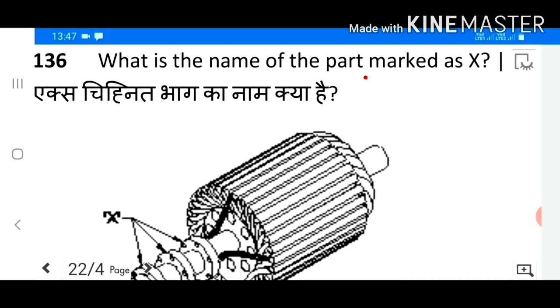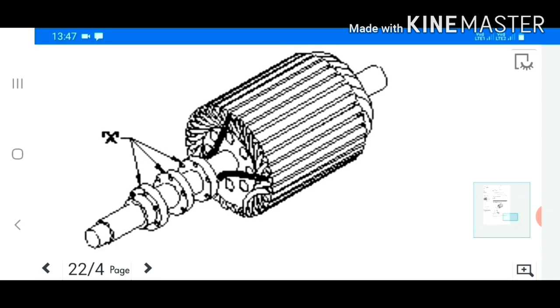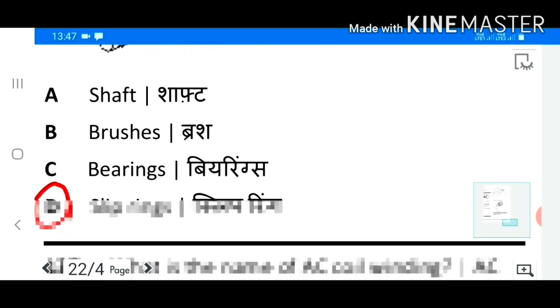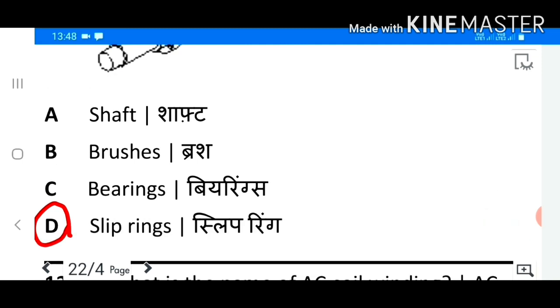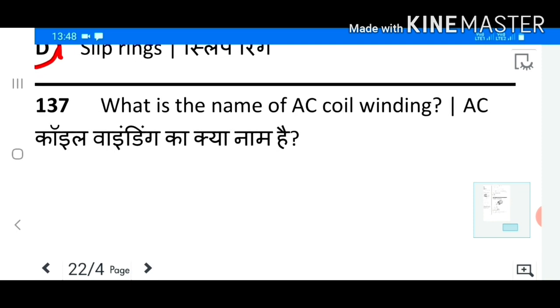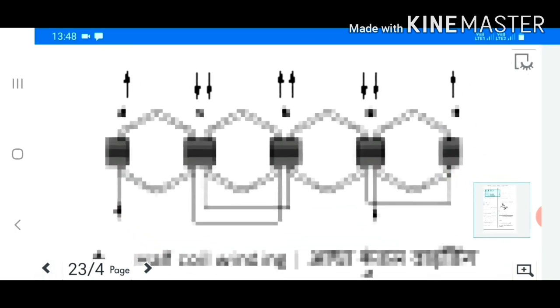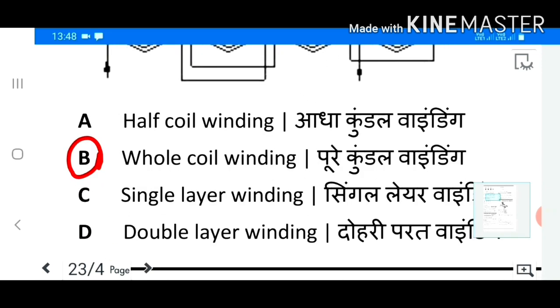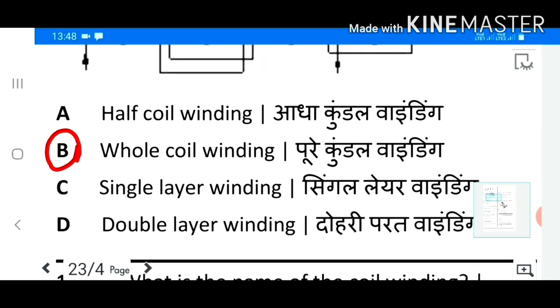136. What is the name of the part marked as X? Answer D. Slip rings. 137. What is the name of AC coil winding? Answer B. Whole coil winding.